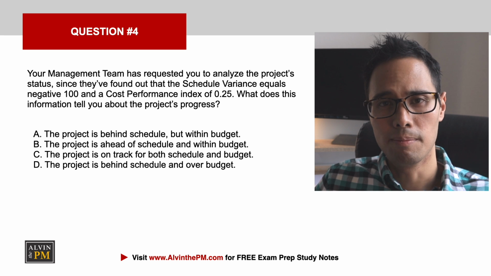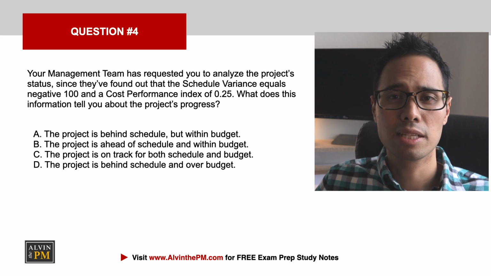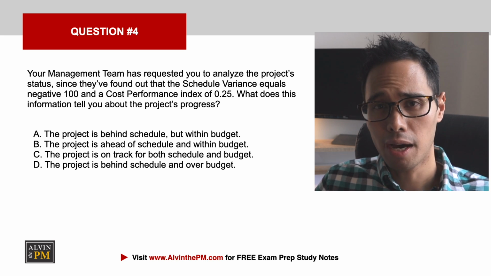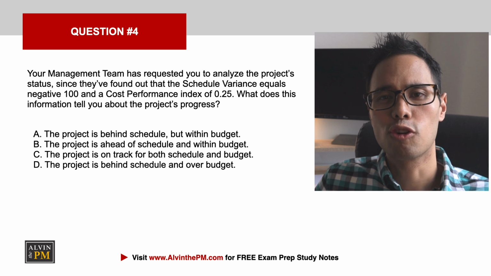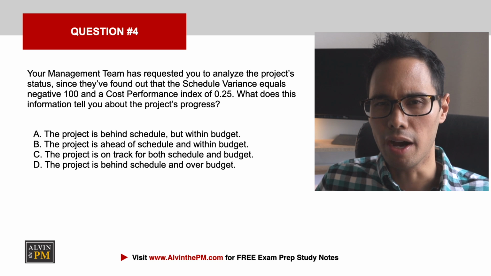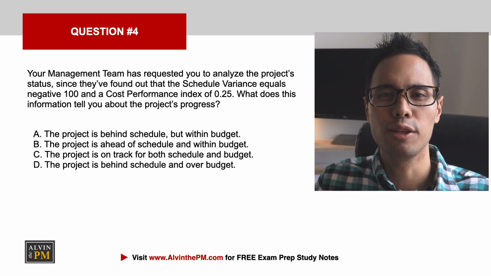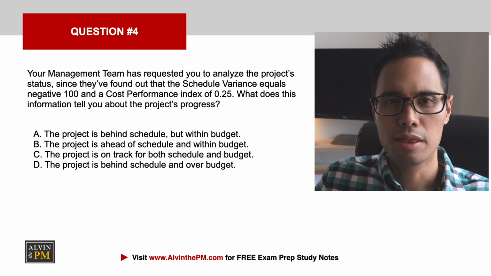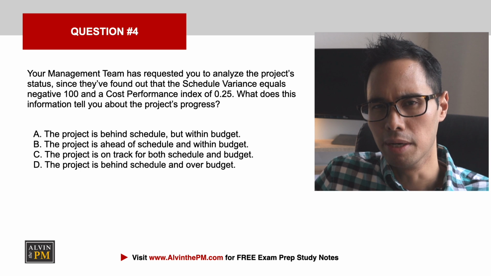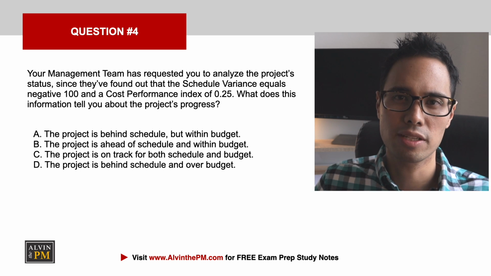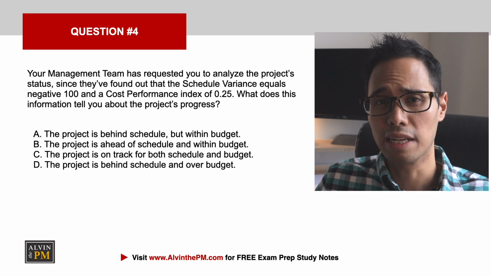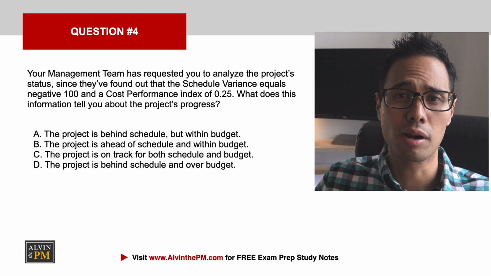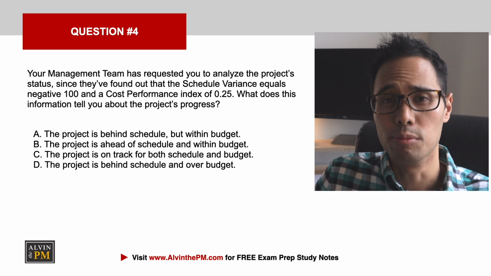Your management team has requested you to analyze the project status since they found out that the schedule variance equals -100 and a cost performance index of 0.25. What does this information tell you about your project's progress? A, the project is behind schedule but within budget. B, the project is ahead of schedule and within budget. C, the project is on track for both schedule and budget. Or D, the project is behind schedule and over budget.